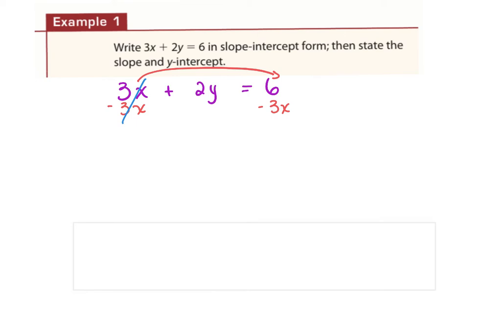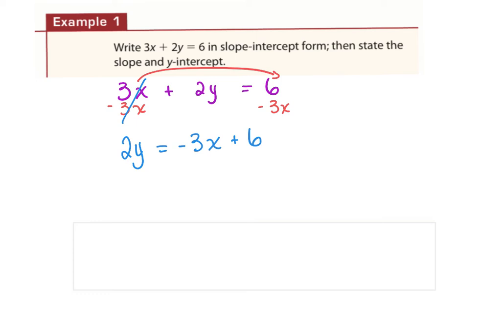So now on the left-hand side, I have 2y. Because I'm putting it in slope-intercept form, I'm going to list that x first. So I'm going to say negative 3x, and that's a positive 6. So negative 3x plus 6. All right, my y is still not by itself.